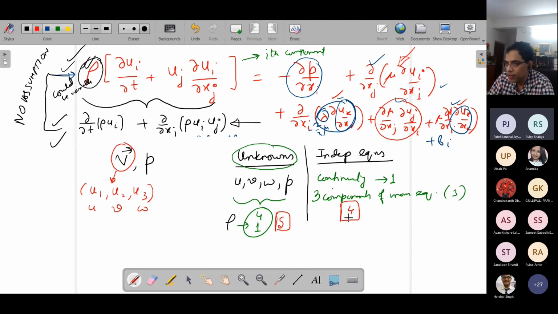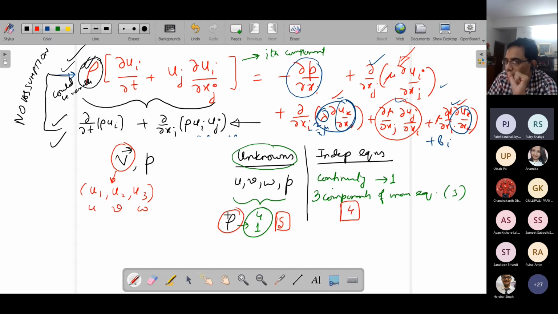Right? So that doesn't match. You still have one more unknown. When will it match? It will match when density is known. If density is known, then unknown and equations match. That means for known density, constant or variable or whatever, if density is known, then just the continuity and the three components of momentum equation are sufficient.